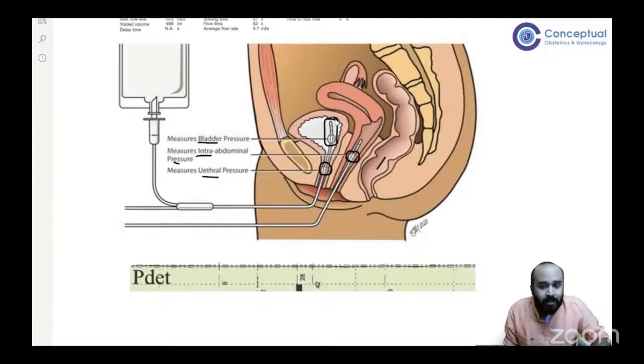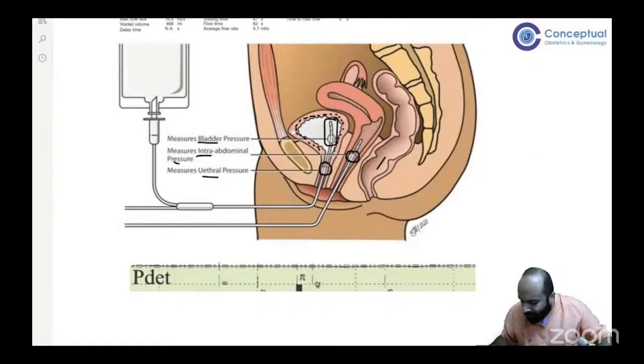Now from all this, I can determine what is the pressure inside this detrusor. This detrusor pressure, obviously, I cannot be inserting a probe inside the detrusor muscle because that is going to puncture the muscle and it can even lead to bleeding. It can even perforate the bladder. I do not want all those surgical injuries. So how do I calculate it?